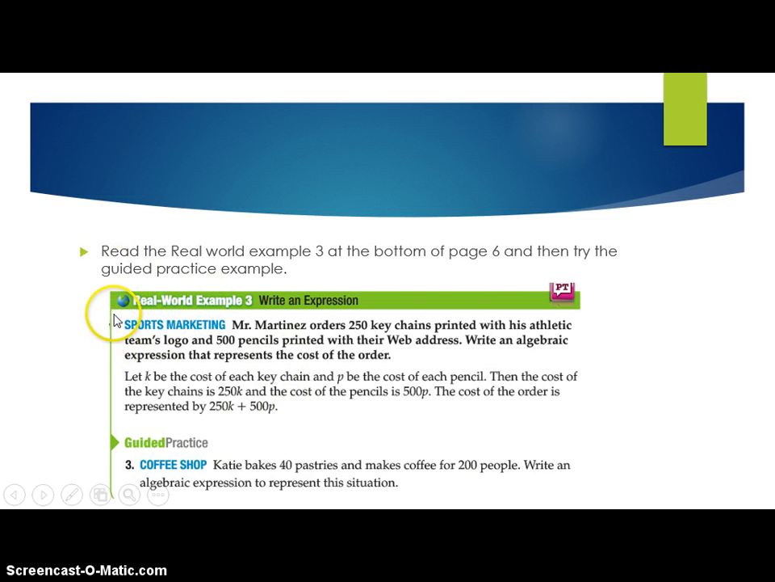And then moving on, I'd like you to read this example. Read the problem, read their explanation and their answer, and then try number 3. The only thing I would tell you is the directions say write an algebraic expression that represents the cost of the order. I want you to think of this as the cost of making these things. So the cost per pastry and the cost for coffee. You might use P and C for coffee for those.